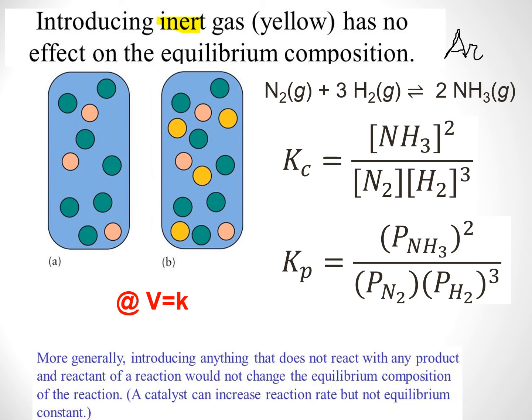Okay, in general, introducing something that does not appear in the equilibrium constant, because it's not a reactant and not a product, does nothing to the equilibrium. So a catalyst is not a product, is not a reactant, and does not affect the equilibrium. It's just affecting how fast you get to the equilibrium.